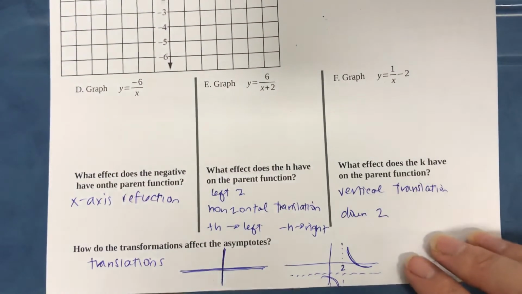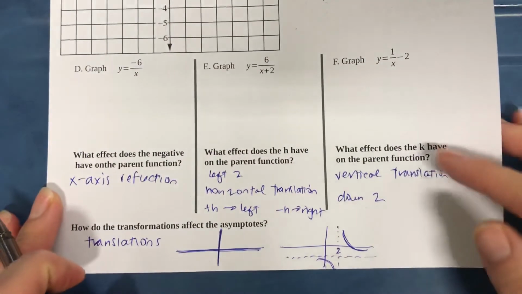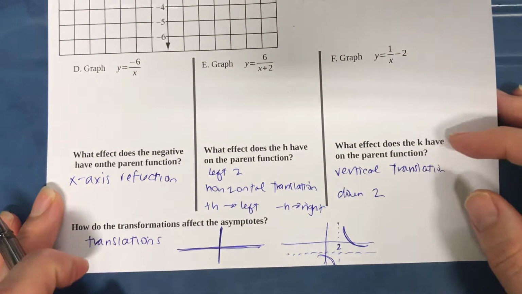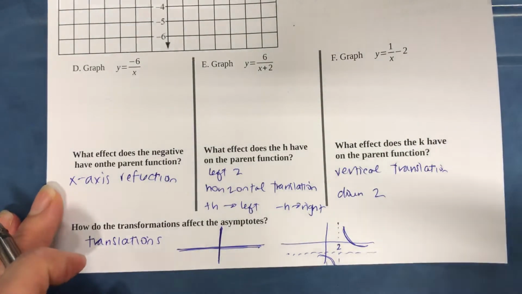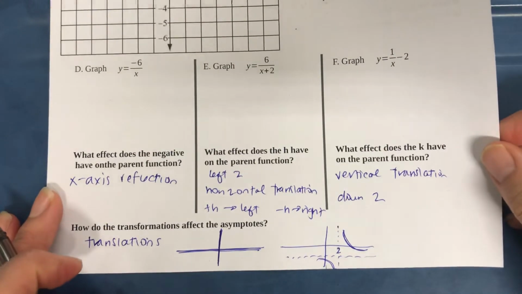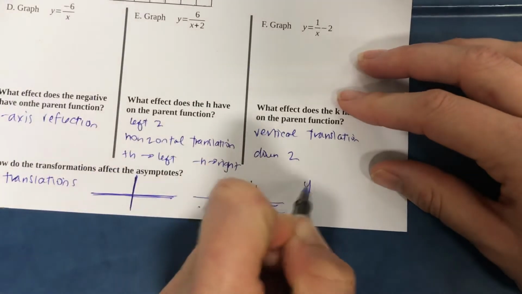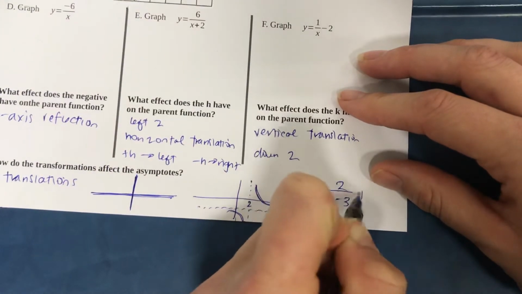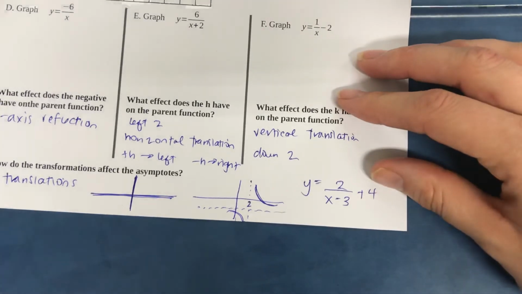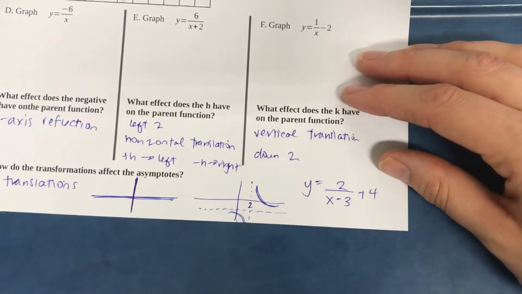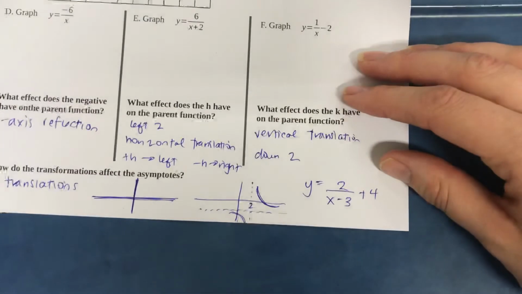The asymptotes are really good to identify, because then that gives you a better guide to your graph. Notice in reflections it doesn't matter, because I'm just flipping the graph, but the asymptotes still stay the same. So if I had the equation y equals 2 over x minus 3 plus 4, I want you to tell me what would be the equations of the asymptotes. So pause the video so that you can answer that question. Again, what would be the equations of the asymptotes?